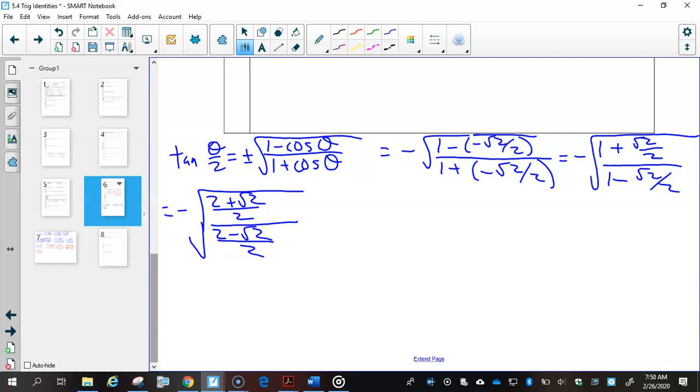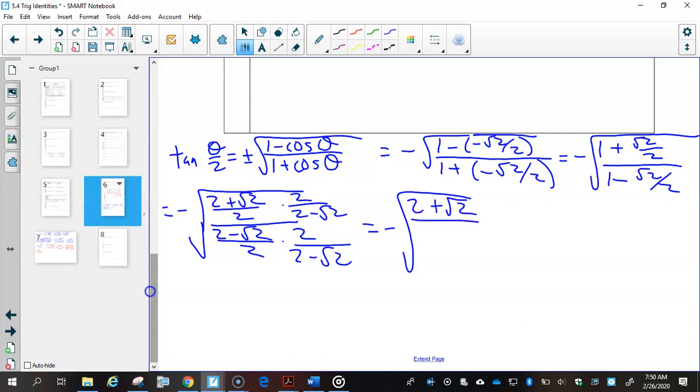Then you have fractions within fractions, so multiply by the reciprocal of the denominator. Your entire denominator is gone. These 2's are gone, and you're left with 2 plus root 2 all over 2 minus root 2.